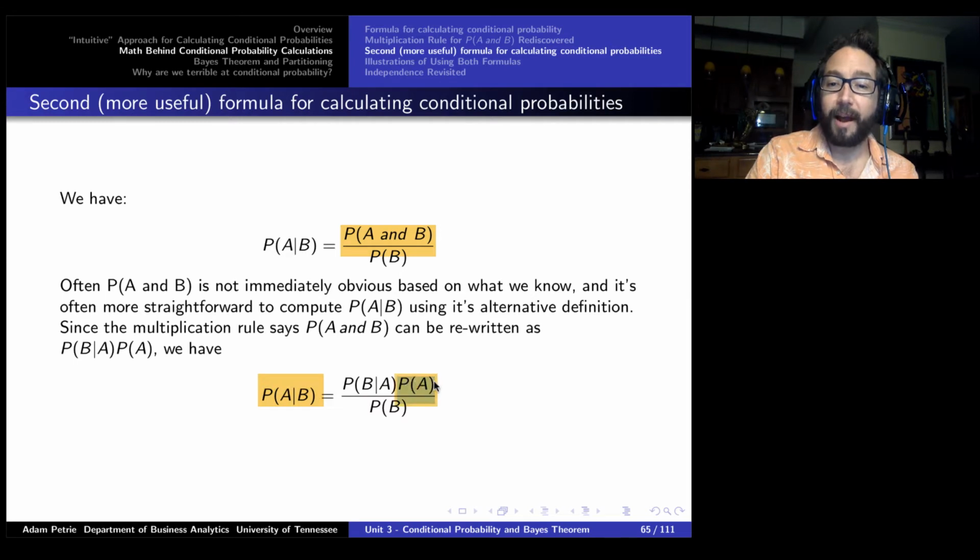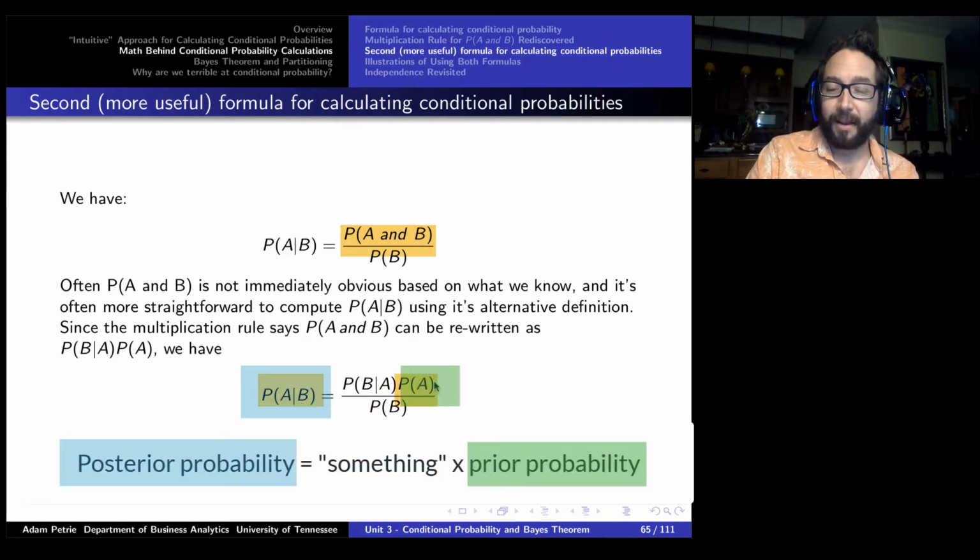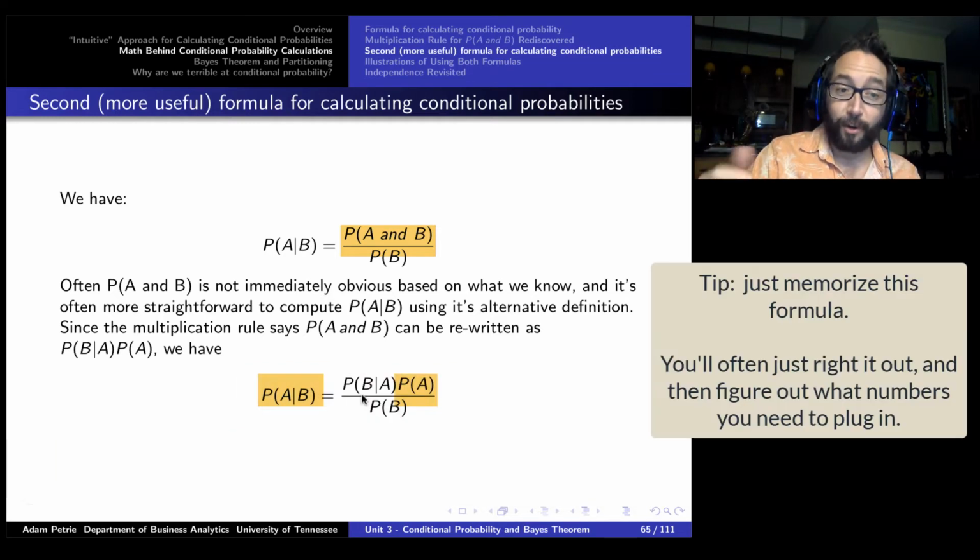Number one, the prior probability that apples are going to be there, and then multiply that by a ratio involving probabilities of bananas. Now, this becomes a lot more clear once we start working through some examples, but I wanted to establish where these formulas come from.